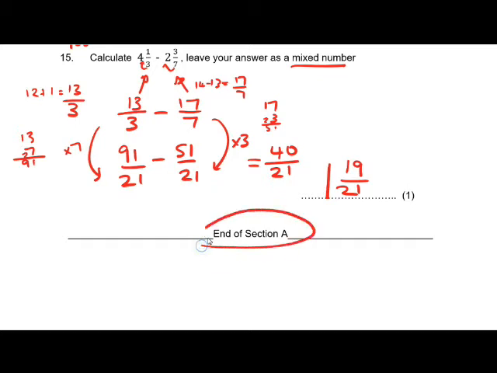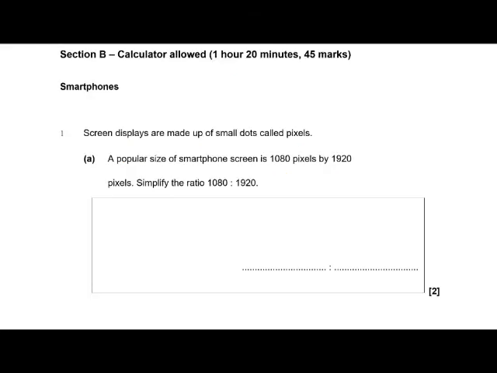And that is the end of section A for paper 1, level 2. Okay, now we're going to look at section B, where we are allowed to use our calculator. This part of the exam lasts 1 hour 20 minutes and there are 45 marks available.